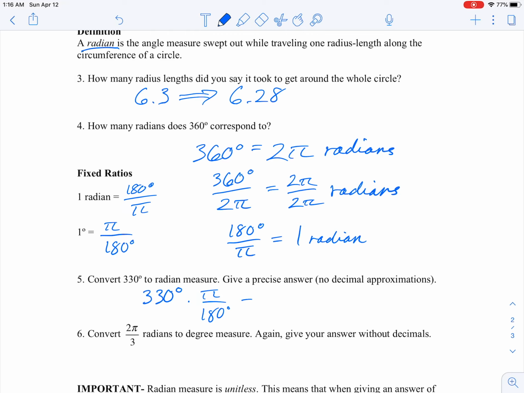Let's keep going. We'll have 330 degrees over 180 degrees. Now, let's see what cancels. Our degree units cancel. 330 over 180 has quite a bit of simplifying that can happen. And when it's all said and done, this gives us 11 pi over 6 radians.